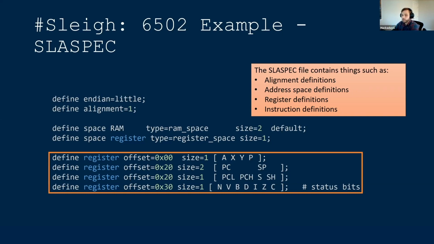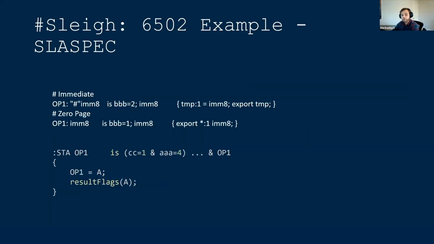And so the SLEIGH spec, in addition to defining the registers and the address space, also defines how the instructions are decoded. So, a very quick crash course in 6502 assembly, please don't fall asleep on me: the instruction store A will store what is in register A at this address. Here we have the conditions needed for this assembly instruction. These both represent bit ranges in the actual instruction byte that are set, as well as the operand here. And then we have the resulting P code underneath of it.